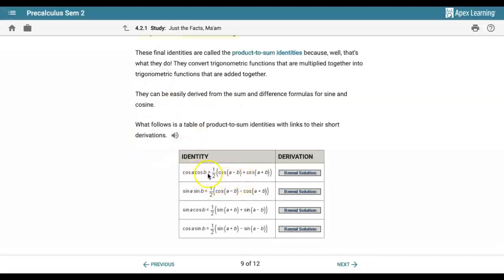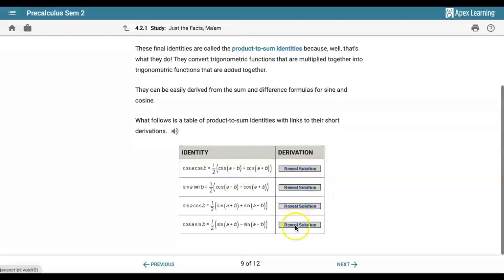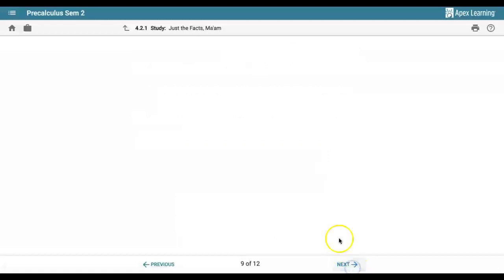And again, the same thing for sine and sine, sine and cosine, cosine and sine. It's the same thing here. Not too terribly difficult, hopefully. Again, the trick is not really the derivation. It's utilizing the identity once we understand the derivation.